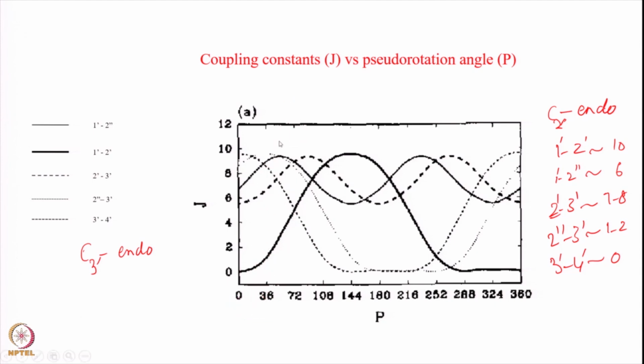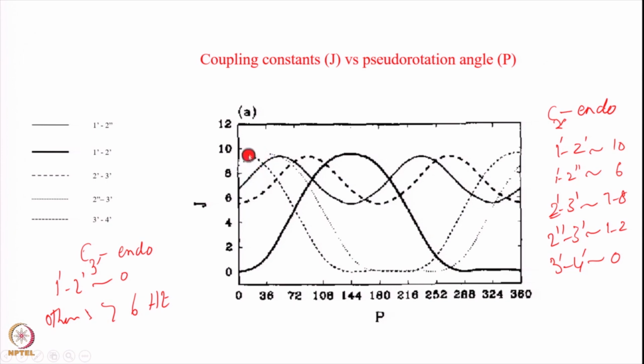So here the 1 prime 2 prime coupling is 0. All others are relatively larger, all others are greater than 6 Hertz. In this area you can see this one is very small, this is the C3 prime endo area, this is 6 Hertz and this is about 7 Hertz, then you have 10 Hertz.